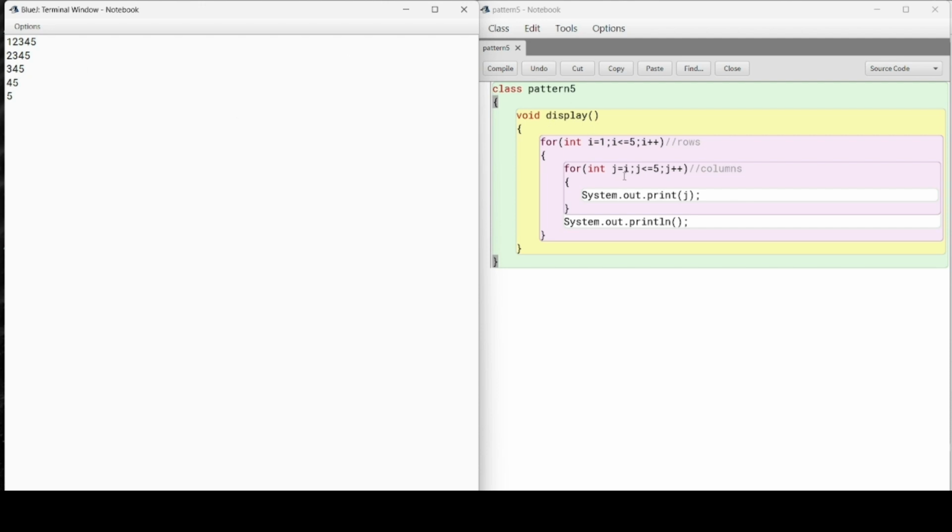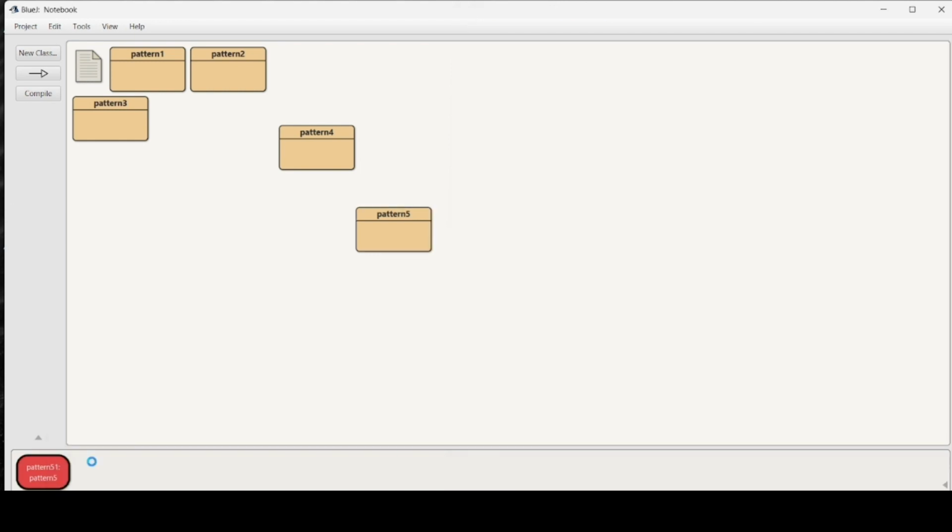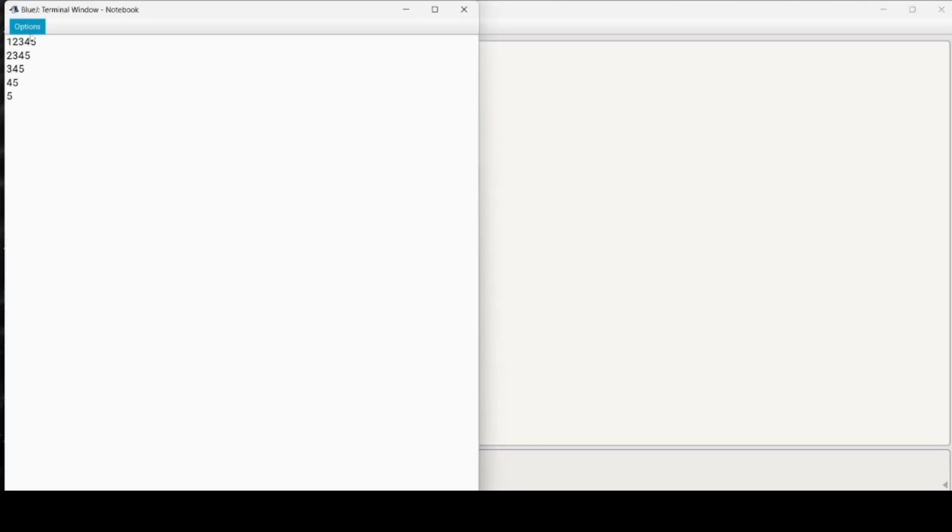So System.out.print(j) and System.out.println: print is used to print them on the same line, and if we use println then they will all be on separate lines. So let's check the output. Yeah, 1 2 3 4 5, so it's all done.